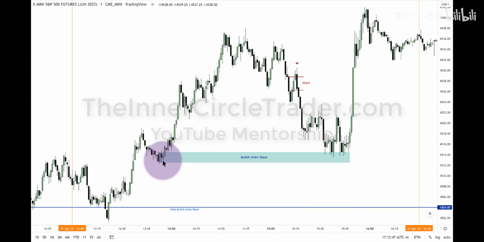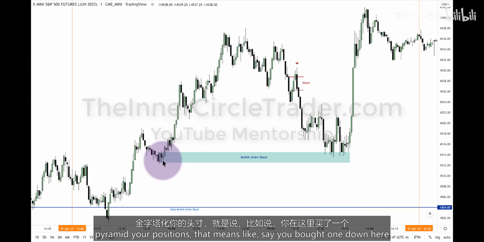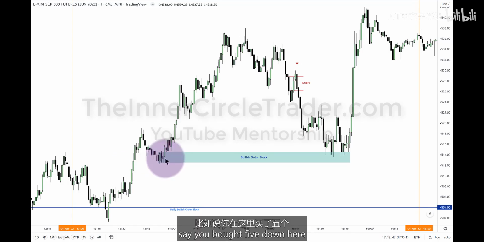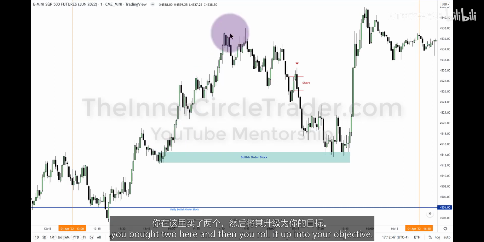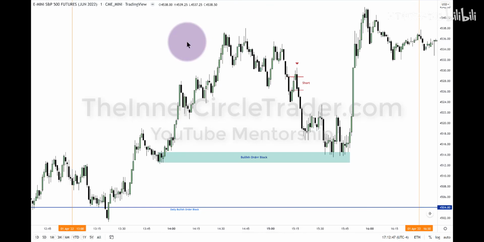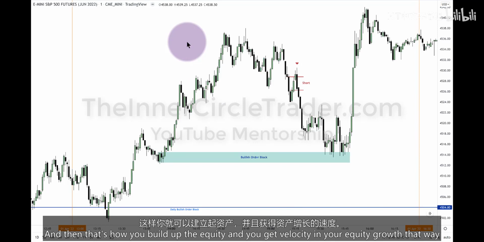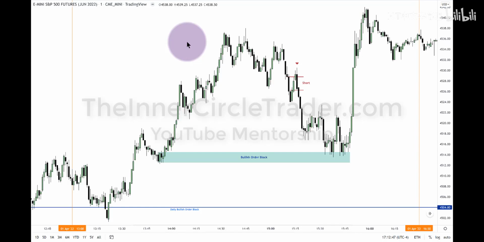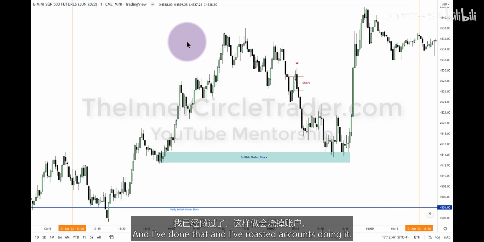But if you want to get busy and pyramid your positions, that means like say you bought one down here, or say you bought 5 down here, and you bought 3 here, and you bought 2 here, and then you rolled it up into your objective. That's pyramiding. Your biggest position put on first, then a smaller position on, and then a smaller position on. And that's how you build up the equity, and you get velocity in your equity growth that way. Versus buying 1, then buying 2, then buying 4, then buying 8. That is reckless, and I've done that, and I've roasted accounts doing it.